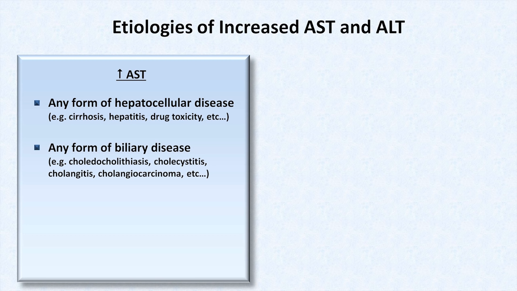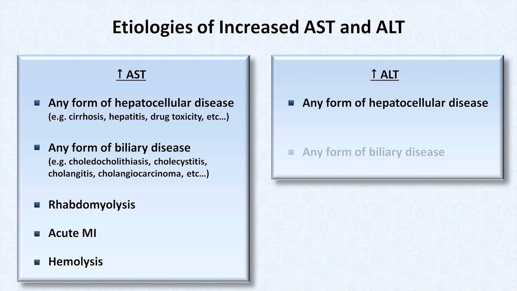In addition to hepatobiliary disease, which is the umbrella term for both hepatocellular and cholestatic disease, AST is also elevated in rhabdomyolysis, which is muscle breakdown, acute myocardial infarction, and hemolysis, though the elevation in the last entry is typically only modest. As previously stated, the etiologies of an increase in ALT are limited to hepatocellular and biliary disease only.